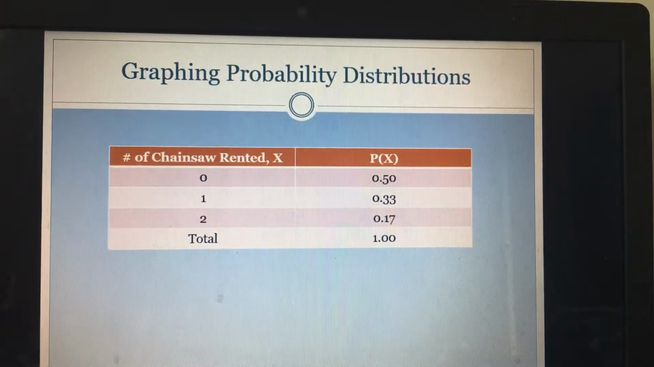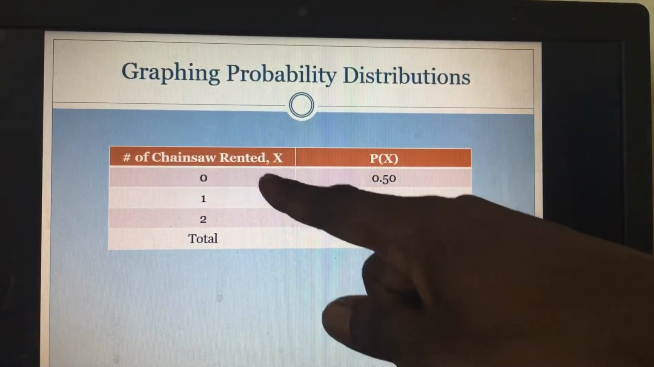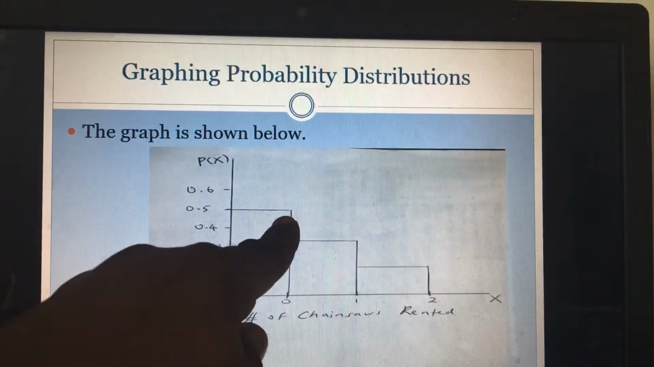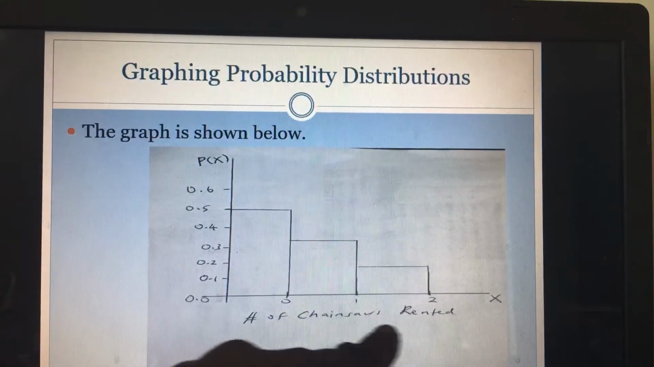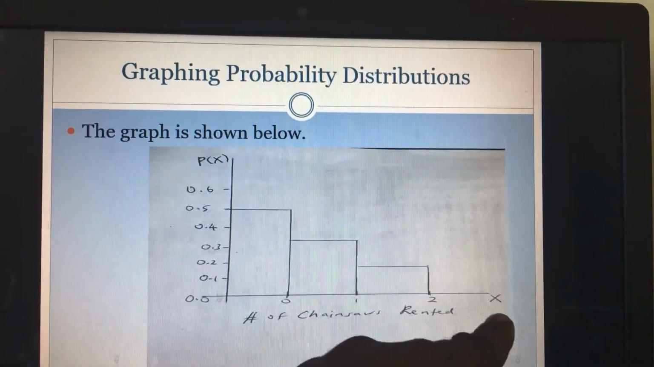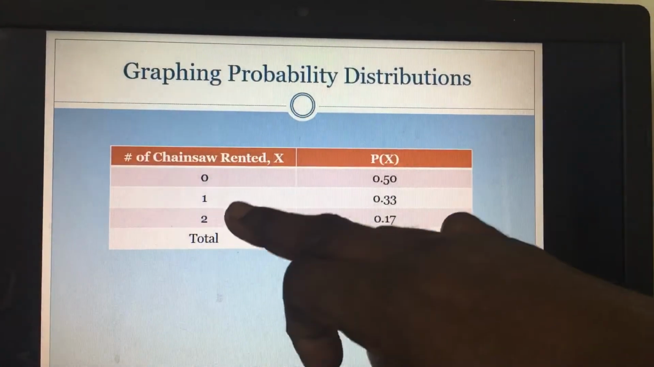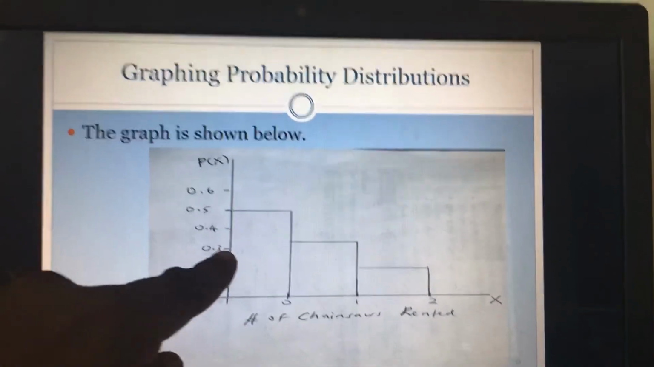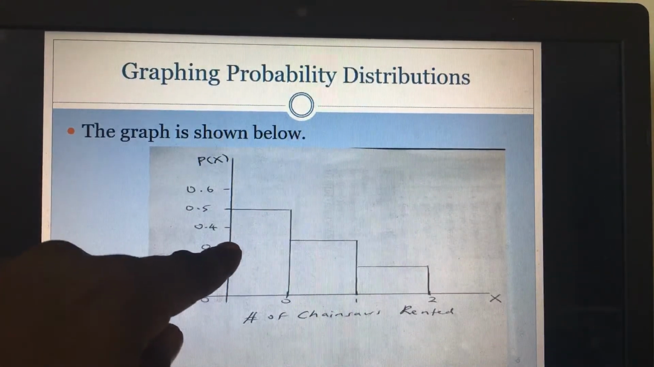Now I can graph it. Look at the graph right here. For this first one, 0 is 0.5. So you've got to draw it from 0 to 0.5. Say 0.5 right here, which is the P(X). This is the number of chainsaws rented, which is our X. Okay? The next one, 1 is 0.33. 1, this is 0.3 right here.